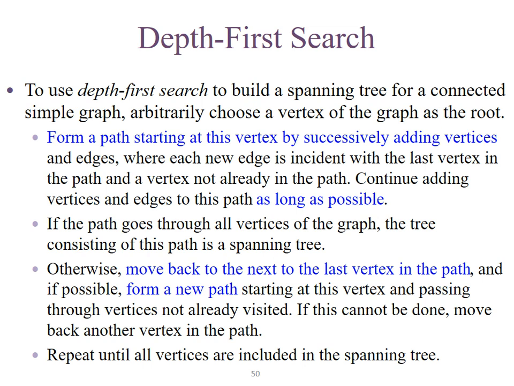All right, so the algorithm of depth first search is very simple. First, we form a path starting at a given or randomly chosen vertex in this graph. Then we successively add vertices along the path as long as possible. If we cannot go any further, then we go back to previous vertices in the path to see if we can form any new paths until we visit all vertices in this graph. Then that's going to be the end of the algorithm.